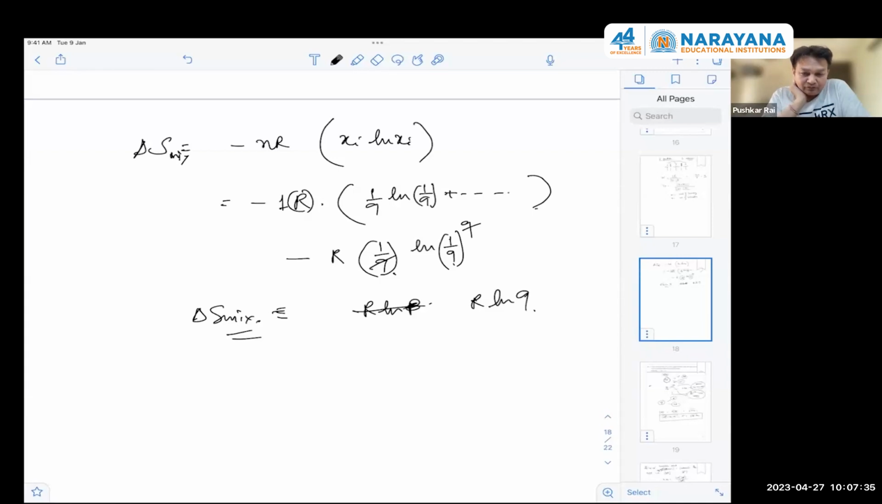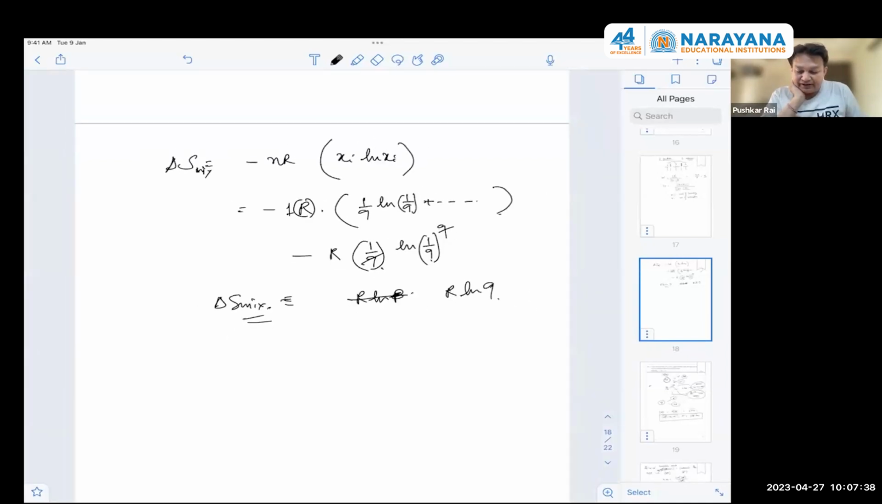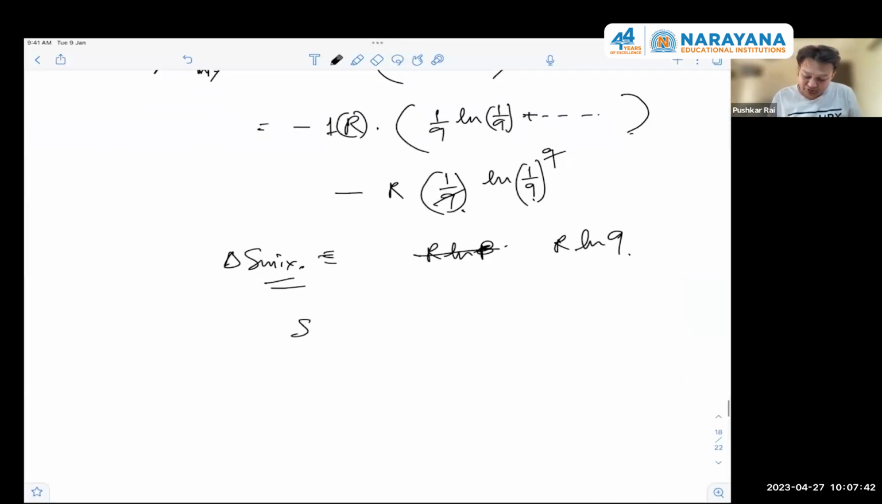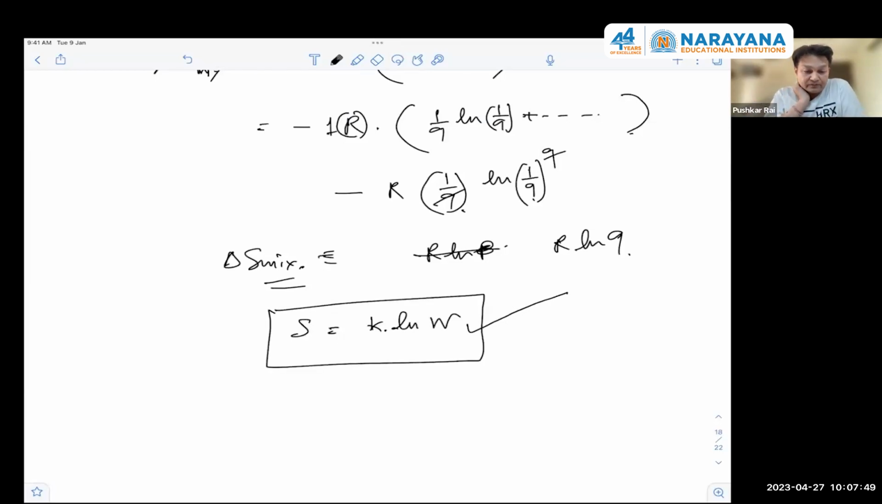This formula you know. So we can get the answer by this formula, and we can get the answer from S is equal to K ln W. So in fact, I have proved how accurate this formula is.